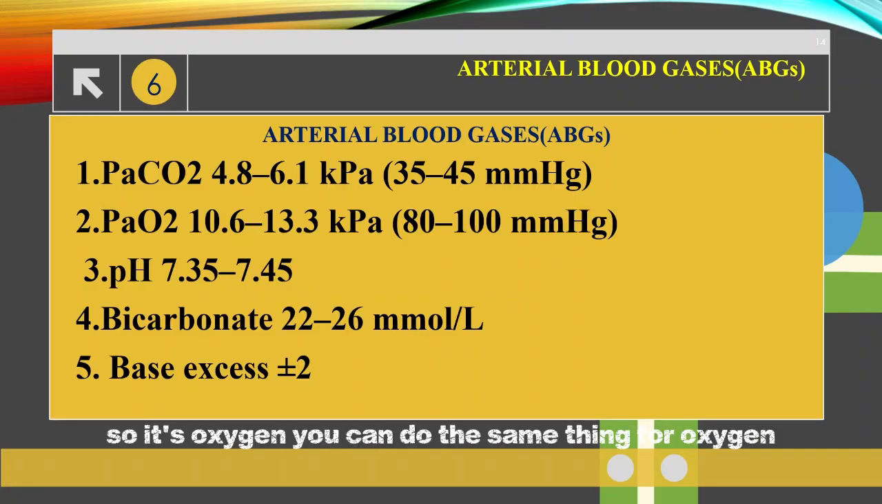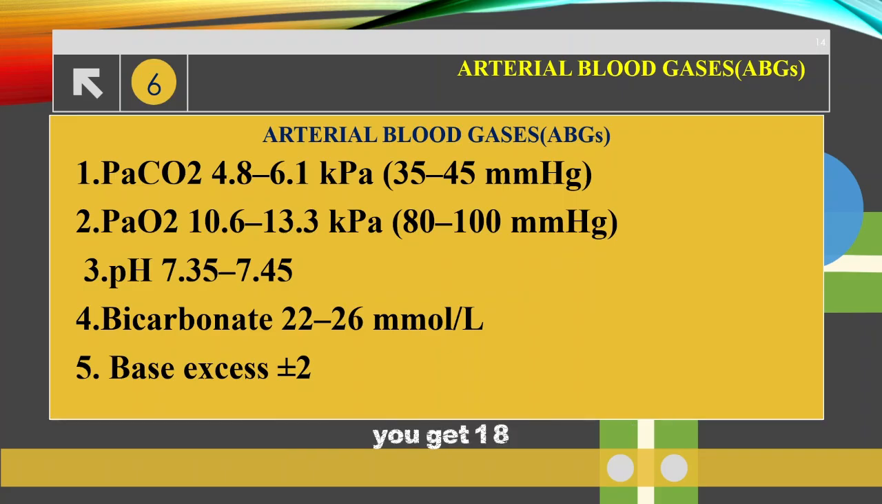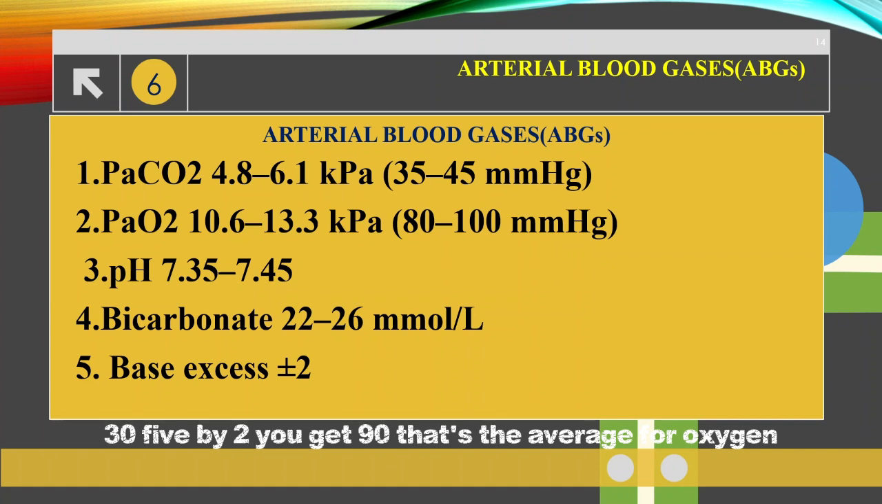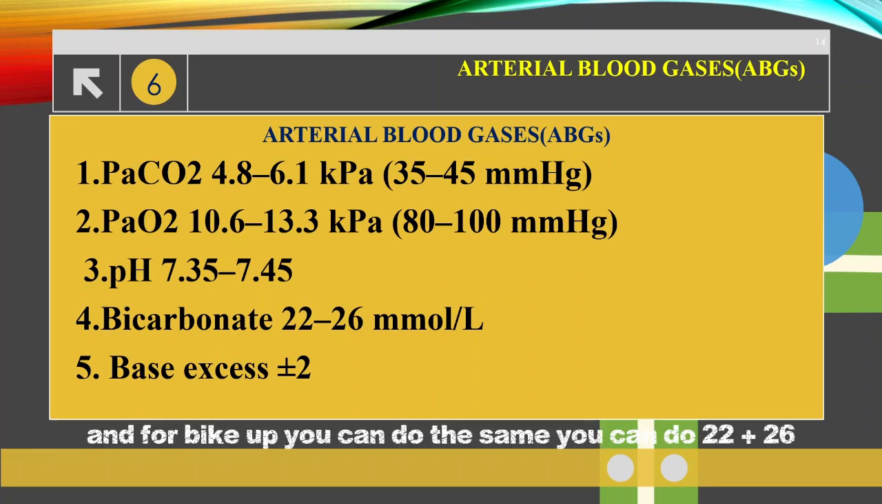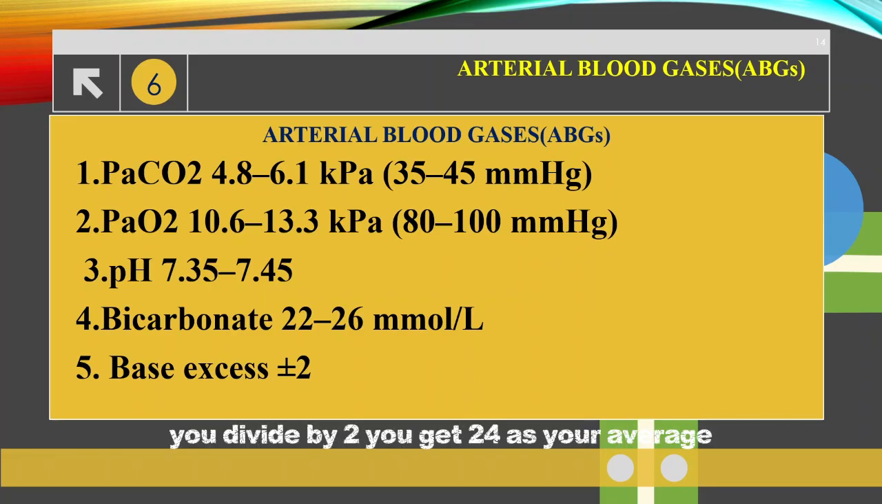You can do the same thing for oxygen: 10.6 plus 13.3 and then divide by 2, or 80 plus 100, you get 180 divided by 2, you get 90. That's the average for oxygen. For the pH, remember it's 7.35 to 7.45; adding them and dividing by 2, you get 7.40. That's the average pH. For bicarb you can do the same: 22 plus 26, divide by 2, you get 24 as your average.